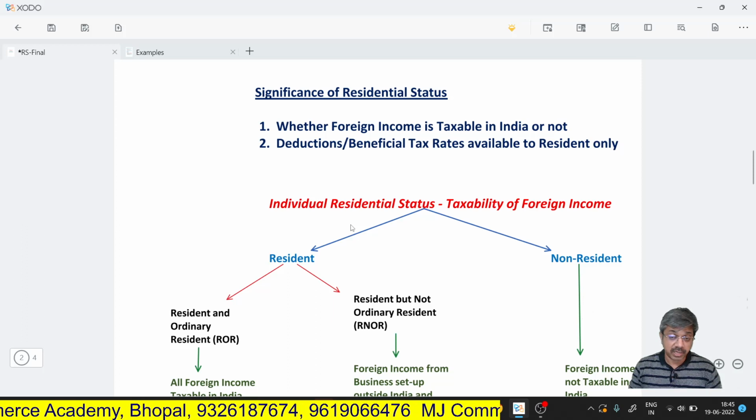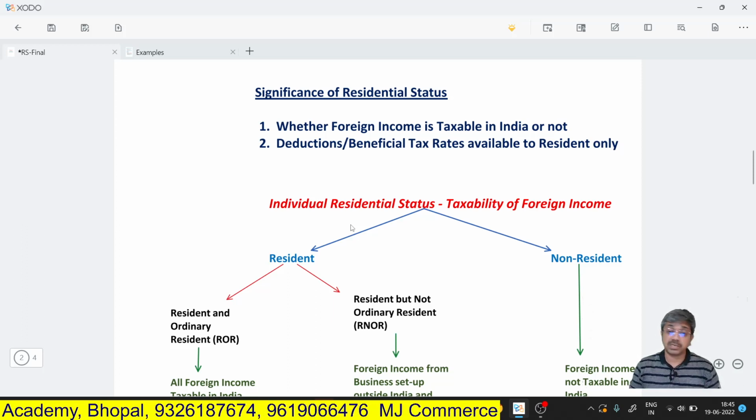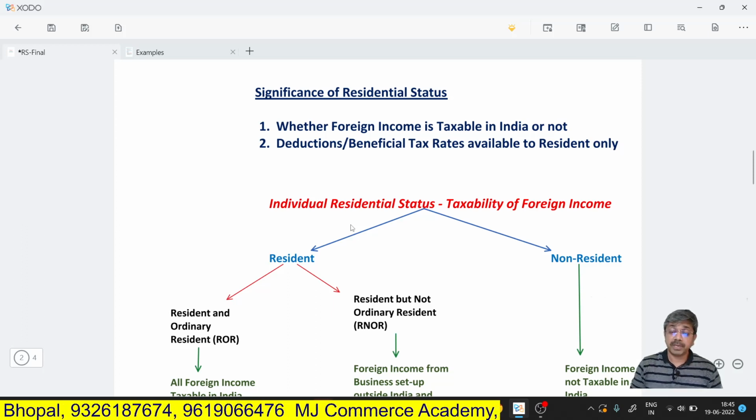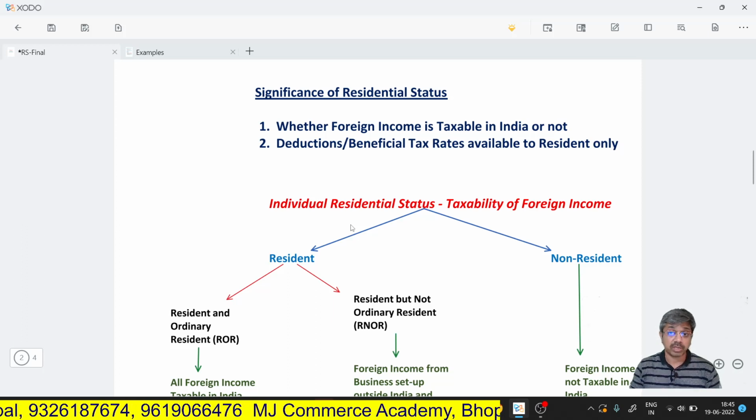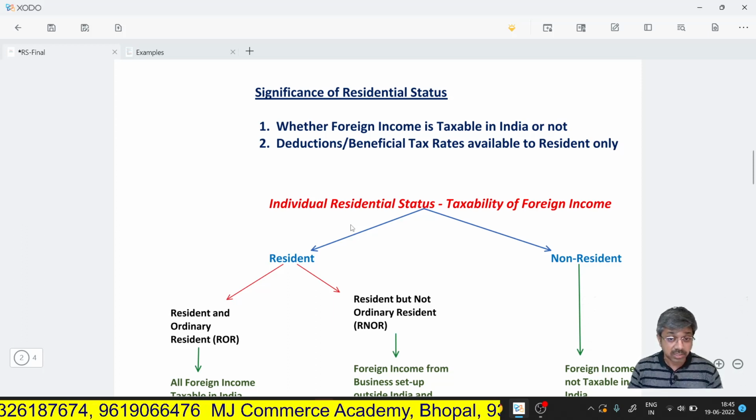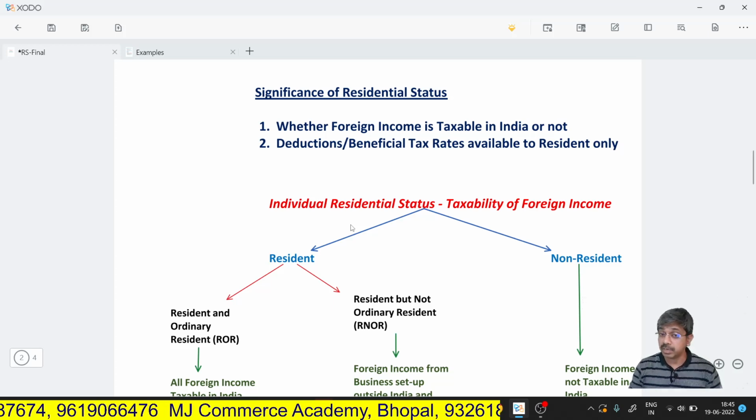There are several categories of person, such as individual and HUF. I'm only discussing the concept of residential status of an individual. Now, if a person is a resident, in simple terms, the Indian government gets a right to tax his or her foreign income in India. If a person is not a resident, then his foreign income will not be taxable in India.